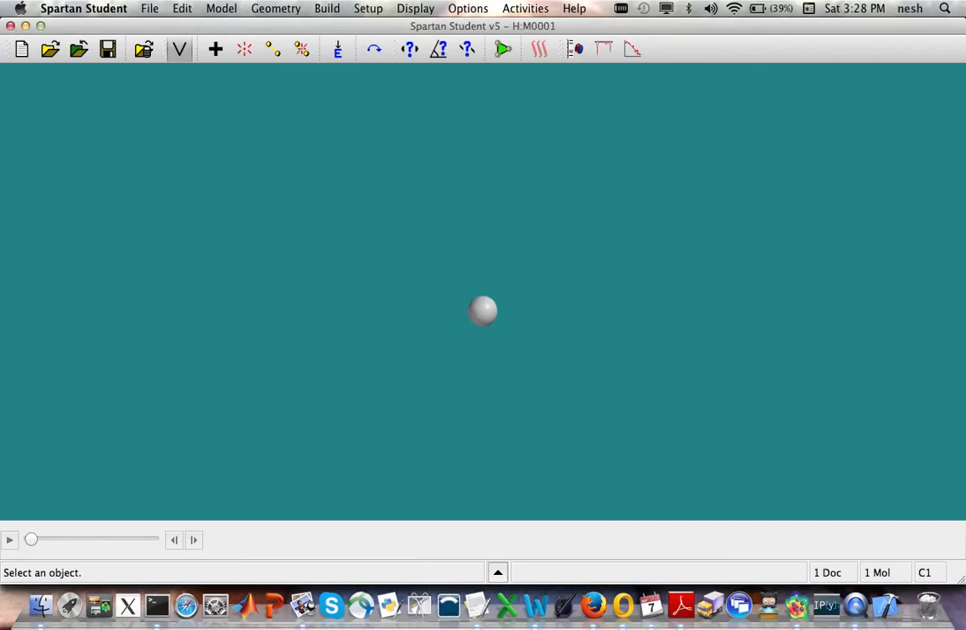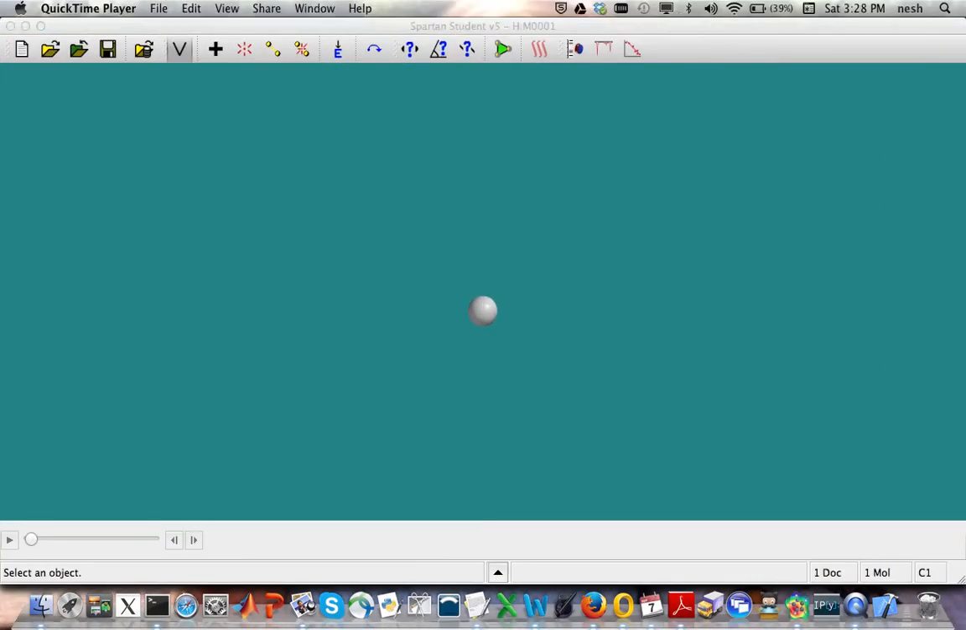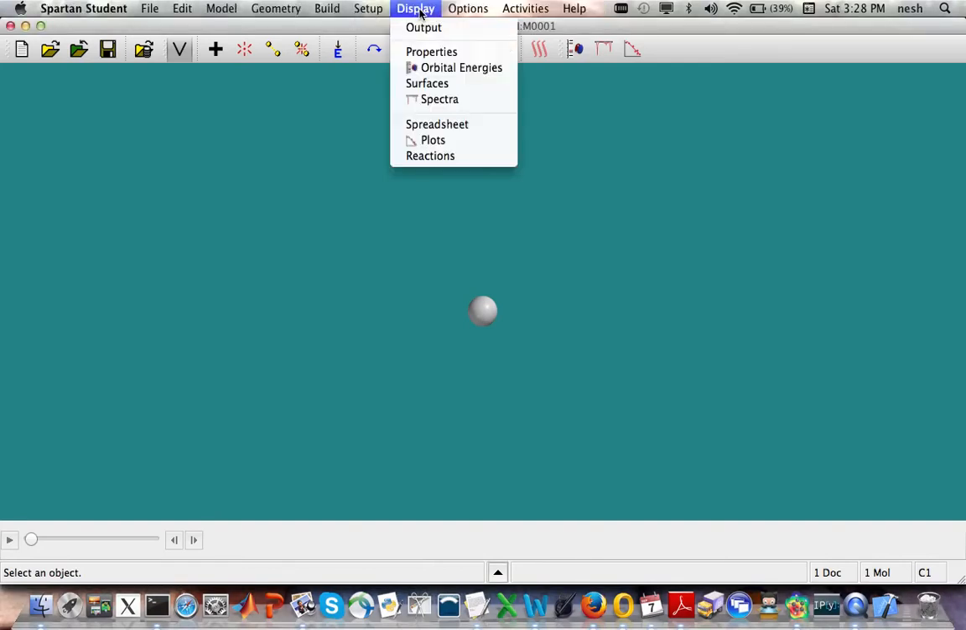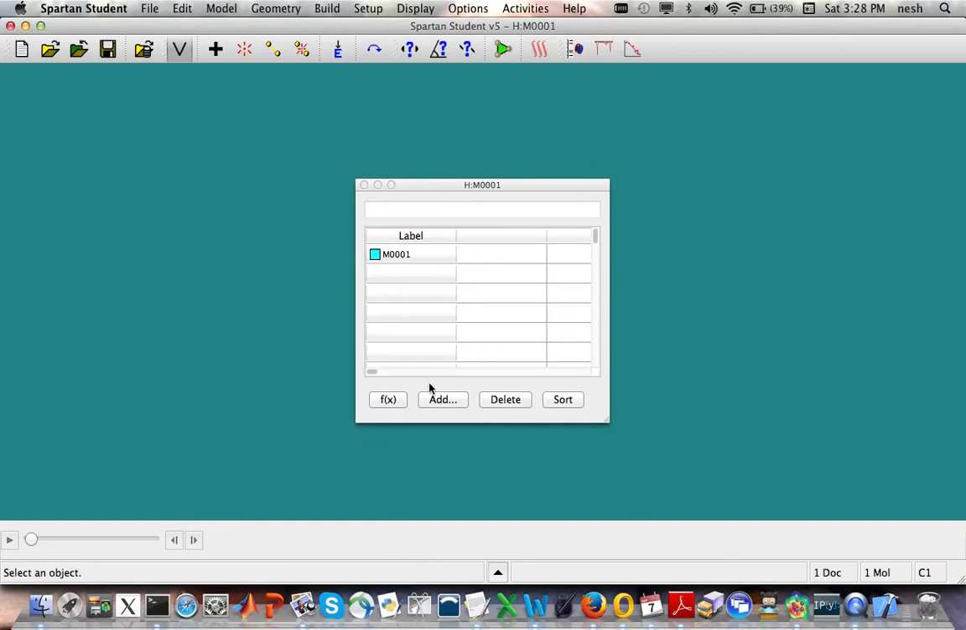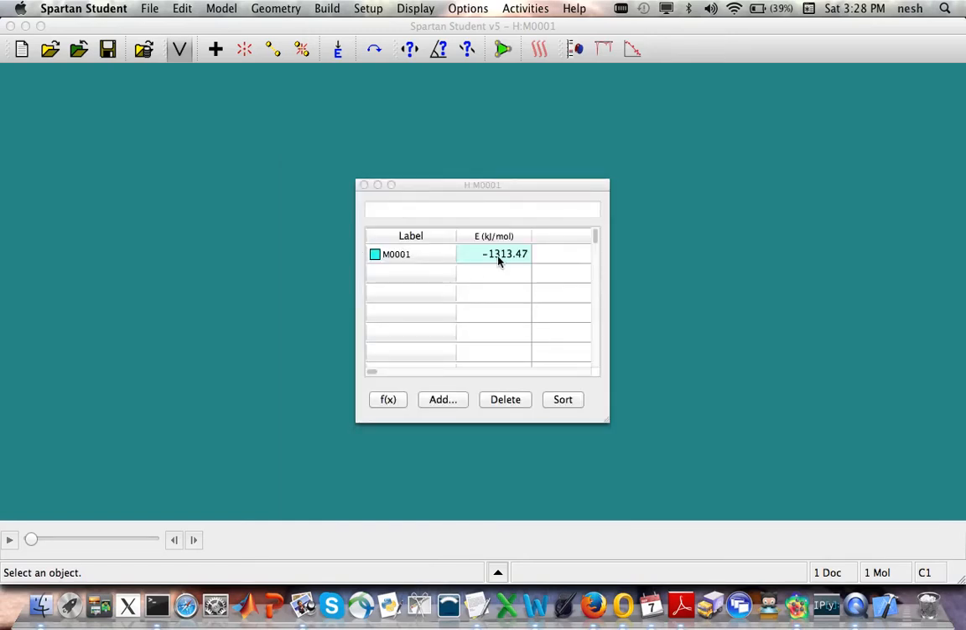Okay, so now what do we do? Well, we need to look at the energy of the atom itself. In order to do that, we display the spreadsheet. Down here, we'll go to add, and you'll see one of the options is the energy. It's going to tell us in kilojoules per mole, so that's okay. And that is the energy of the hydrogen atom in kilojoules per mole.